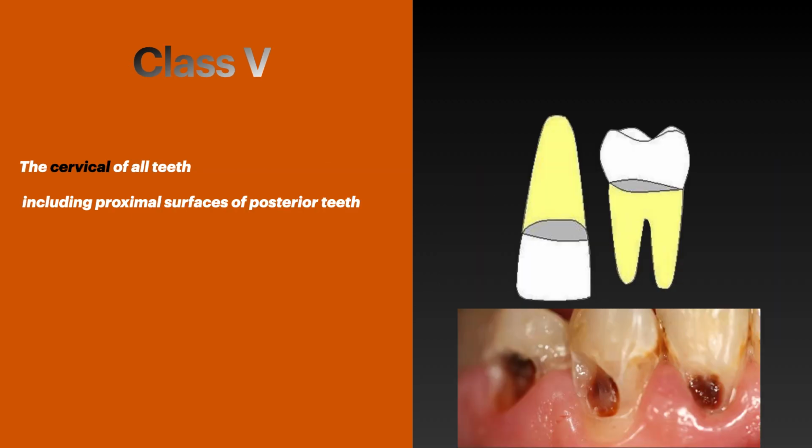Class 5 caries involve facial or lingual surfaces located in the gingival third of anterior and posterior teeth without any pit involvement, often related to excessive plaque buildup at the gum line from poor oral hygiene or reduction or absence of salivary secretion in the mouth.